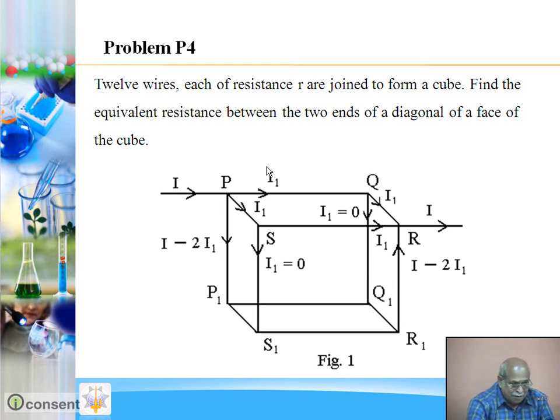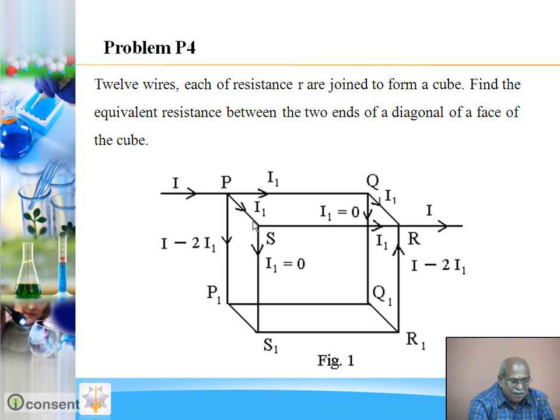Same thinking whatever we are used here. Whatever thinking we are used here, same thinking we are using at corner I. So what is the next situation? Next situation is current P to Q is I1. Current P to S, I1. Current Q to R, I1. Current S to R, I1. This distribution of currents is very important. What is the importance? Once again see carefully.